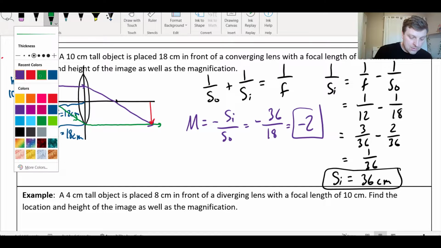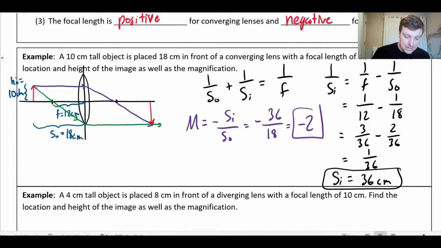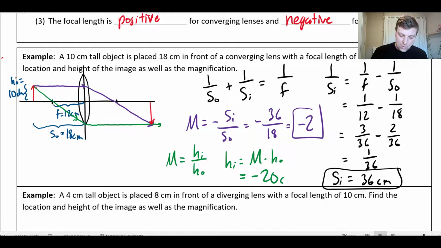And so then I want to find my image height. Since magnification also equals image height over object height, then image height is magnification times object height. So basically I'm just going to double my object height, and so I get negative 20 centimeters. And the negative again just refers to it being virtual.